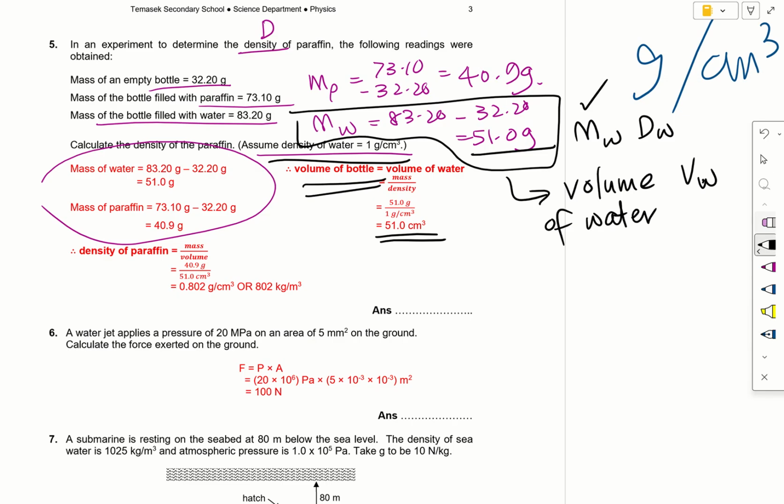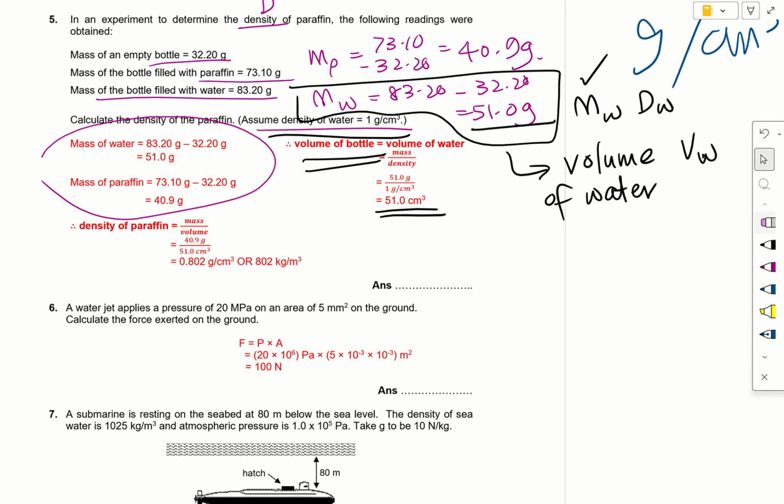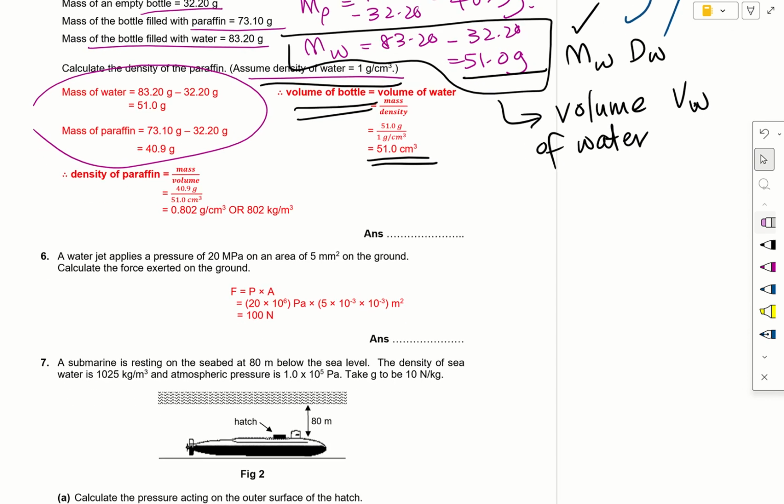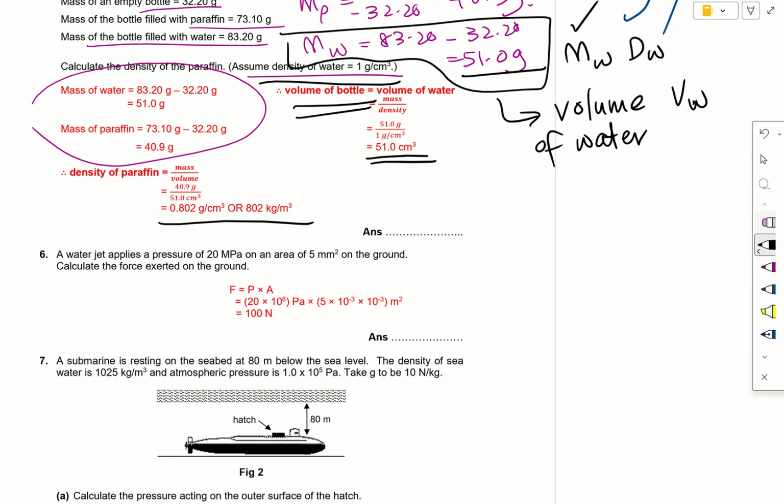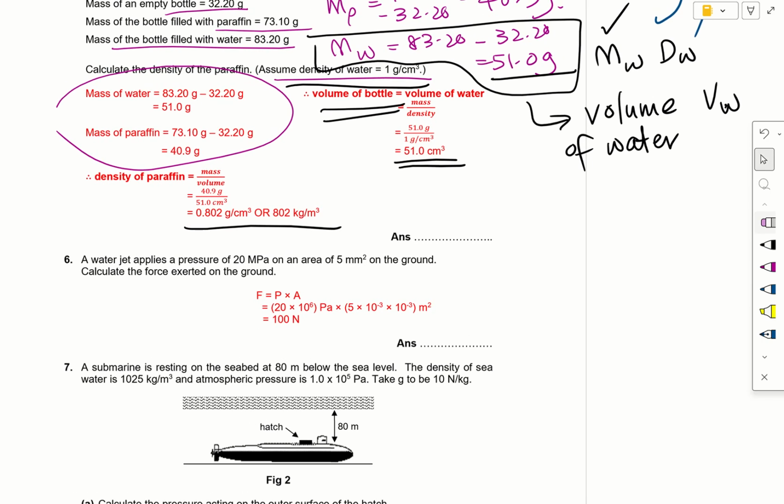Now that we know the volume of the bottle, which is the volume of the paraffin, we can then do this calculation. Again, take note, if you want to convert from gram per cm cube to kg per meter cube, you multiply by 1000.